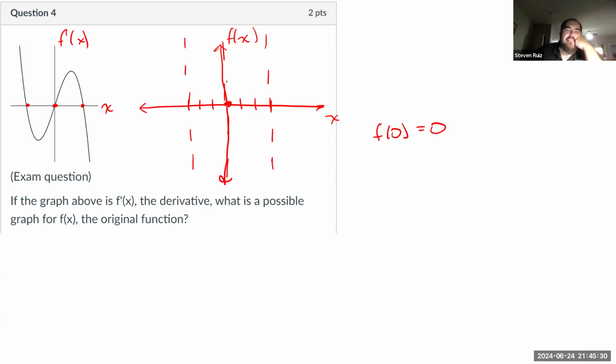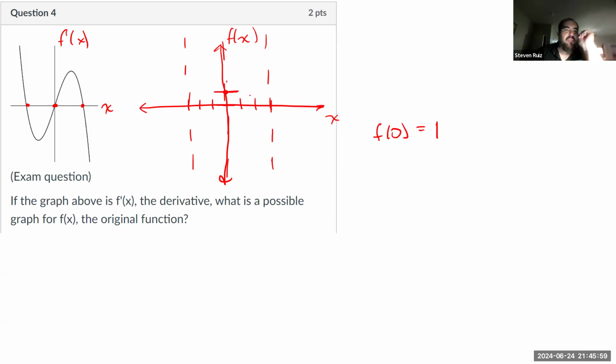So at x equals 0, I know I'm going to have a horizontal tangent. You know what? I'm going to change my mind here. Bear with me. I'm going to say that f of 0 equals 1, just so I can show you what I'm trying to illustrate. If f of 0 equals 1, then not only do I know that my graph passes through this point, but I also know that it has a horizontal tangent line here.